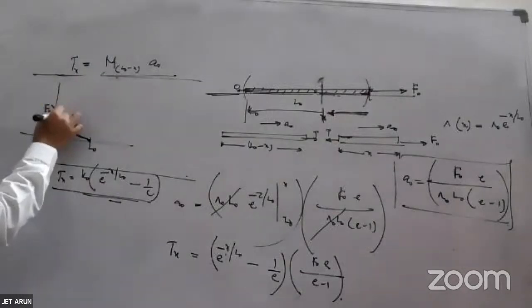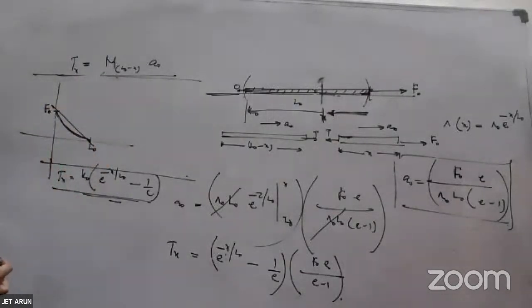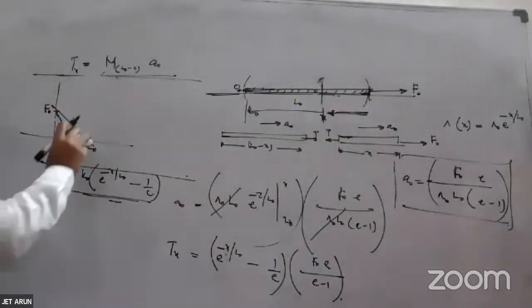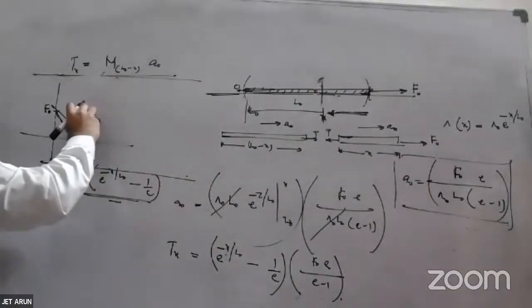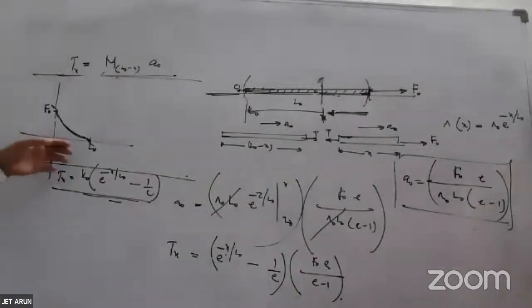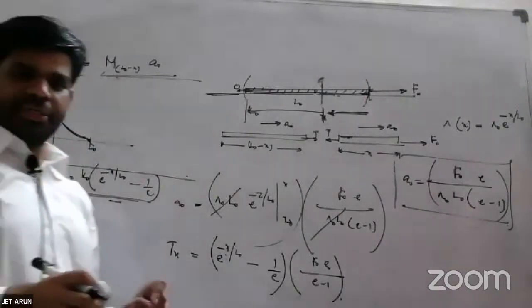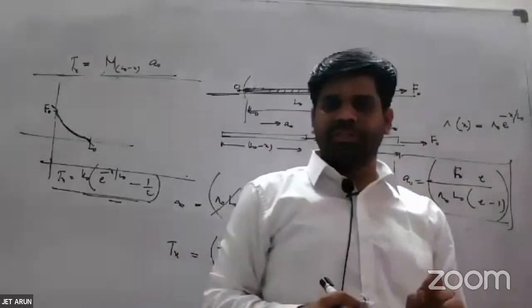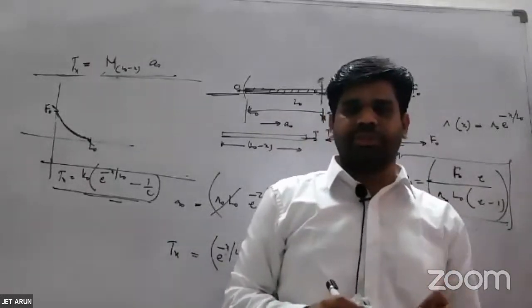In the previous case, we had a linear variation like this when the lambda was constant, but lambda is not constant now, it's varying exponentially. So my tension is also varying exponentially, decreasing from F naught to 0, between 0 to L. Is it clear, students? If you want me to repeat this procedure, I will repeat, but this is a very important procedure.